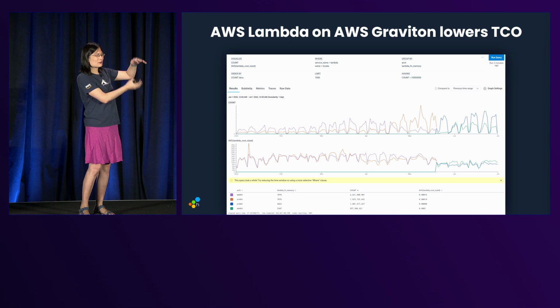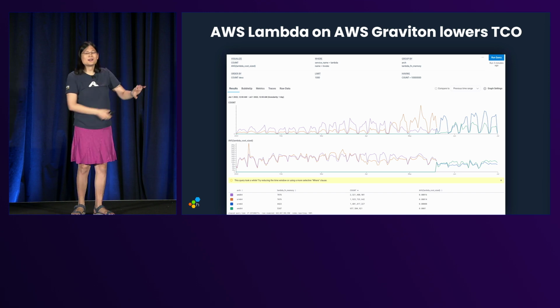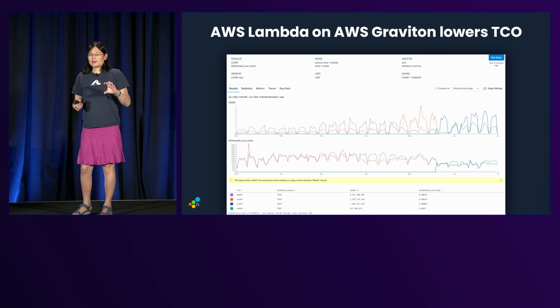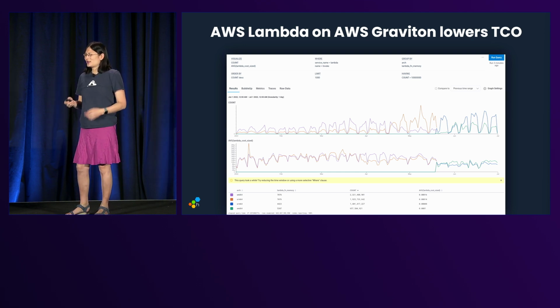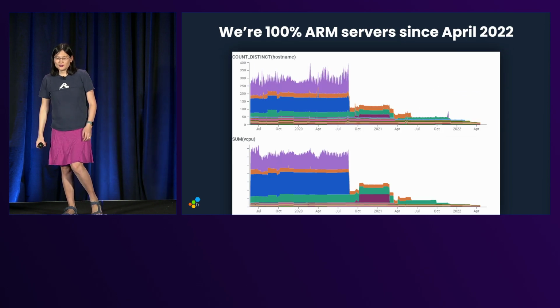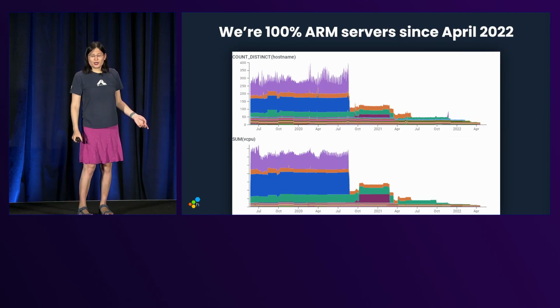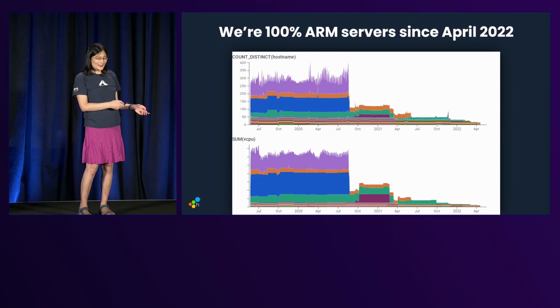So if we squeezed the Lambda smaller because it was able to process more quickly per core, we were able to get the same throughput and get charged less. So that's finally the point at which we began to see that 20 to 30% performance improvement for our Lambda bill. So since April of 2022, we have been 100% ARM servers in the serverful state.